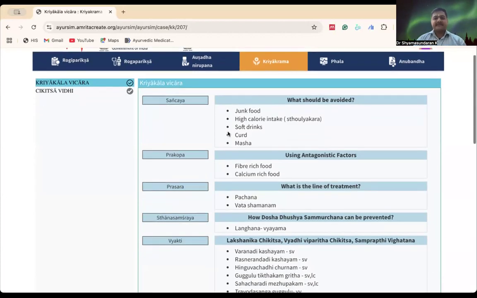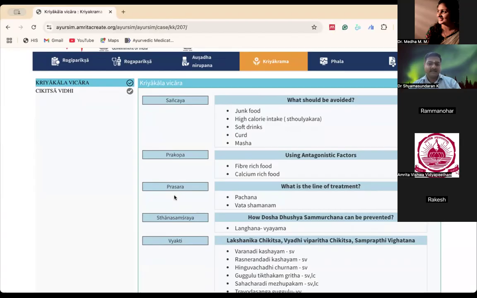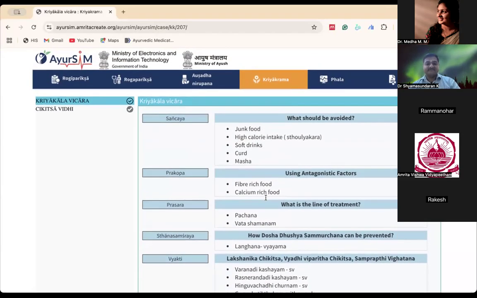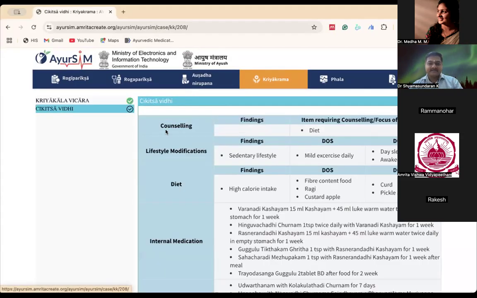Again, when you are doing the Kriya Kala, you have to decide at which stage the disease is. Is it at the Sanchaya state? Is it at the Prakopa state? Is it Prasara? Because based on Sanchaya, Prakopa, Prasara, everything, your treatment modality, your approach, again will vary, which you very well know, right? And then Chikitsa Vidhi.